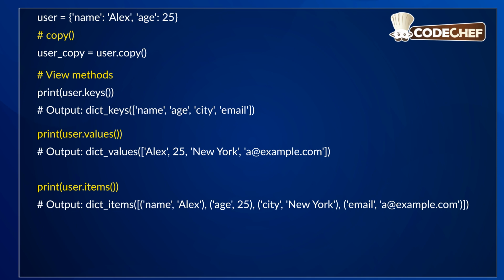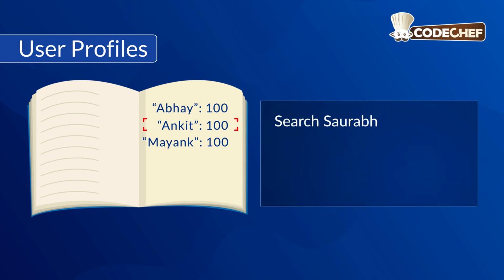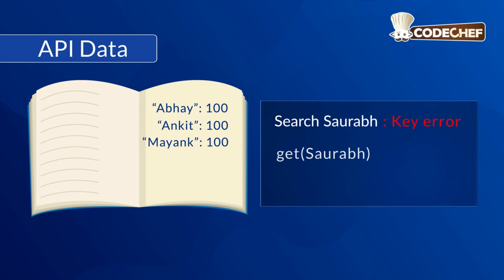These methods are incredibly useful in the real world. User profiles: use update to merge new user settings from a form submission. API data: use get to safely retrieve information from a data source that might have missing keys. Understanding these methods helps you write more robust and readable code.